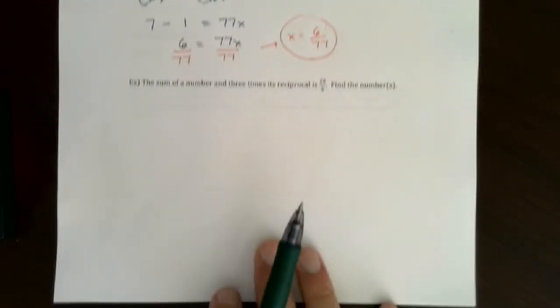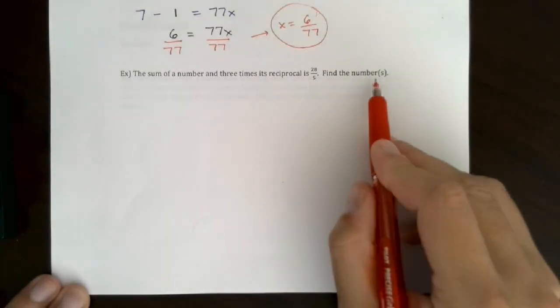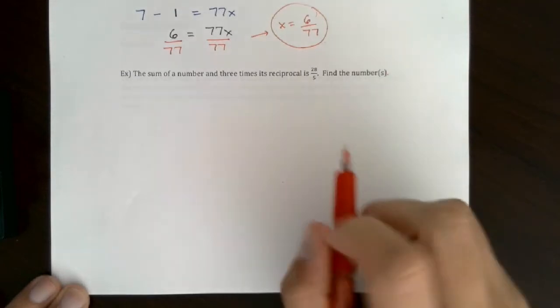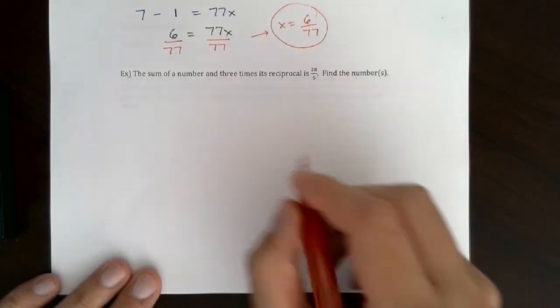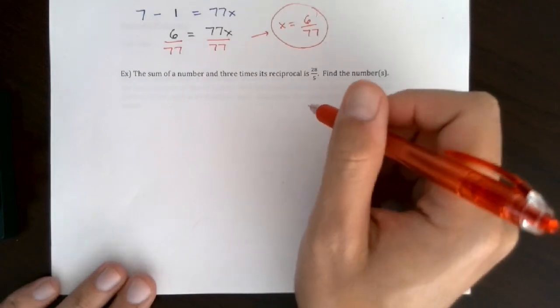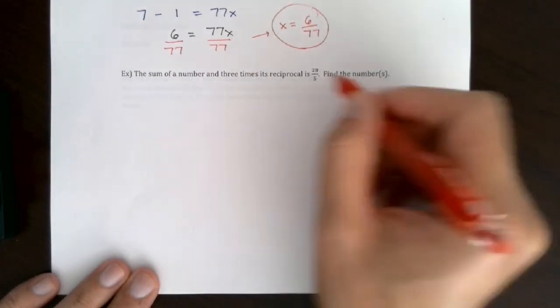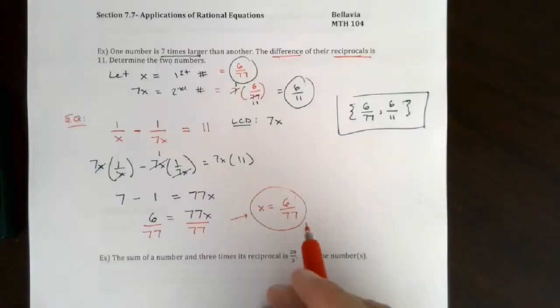Let's take a look at another one. So we have the sum of a number and 3 times its reciprocal is 28/5. Find the numbers. And that little s there means there could just be one number, or there could be multiple numbers that do this. So first, when you're looking at this, it's the sum of a number and 3 times its reciprocal. So you're really only looking for one thing, right? The number that does this. It's not the same as the previous example where we actually were trying to find two different numbers.